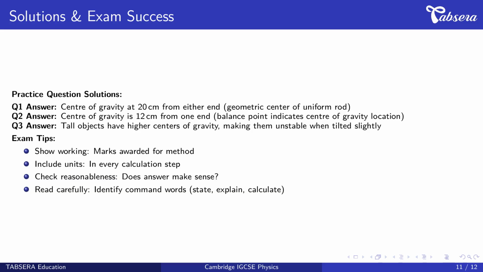Now, exam success tips. First, always show your working. Even if the final answer is wrong, you earn marks for correct method and understanding. Second, include units in every step. Cambridge IGCSE examiners expect proper unit usage throughout. Third, check if your answer is reasonable. If you calculate a centre of gravity outside a small object, reconsider your method.